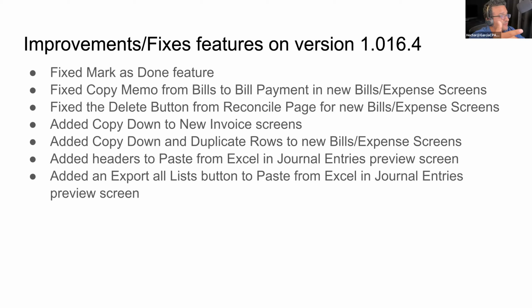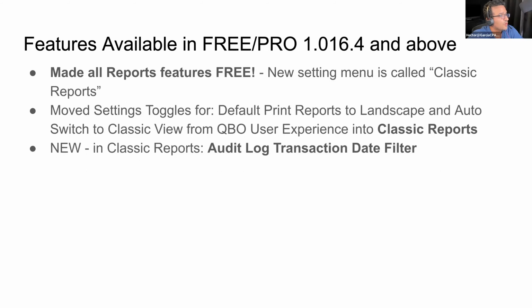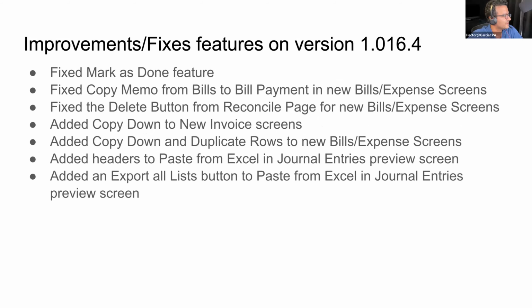We added the copy down to the new invoice screen, so we'll showcase that. We added copy down and duplicate rows to bills and expense screens. We'll showcase that. We added headers to the paste from Excel into journal entries. This is old screen still. And we added a new super amazing export all list from the paste from Excel in journal entries preview screen. So let's go through those first.